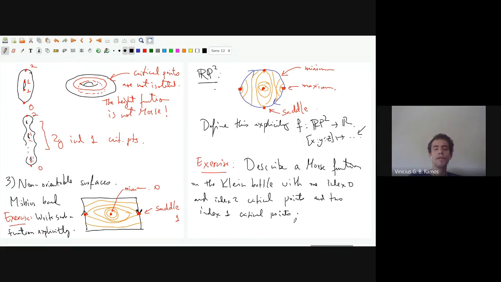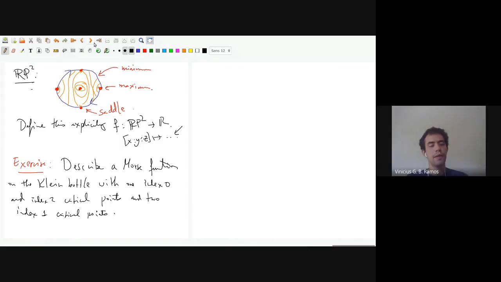So you see that if you try to play this game just with level curves on the Klein bottle, and you want something to be a Morse function, so that the neighborhood of a critical point has to look like either a minimum, maximum, or a saddle, then you will need 2 index 1 critical points. You won't be able to do it with just one saddle. You need 2 saddles, 1 minimum and 1 maximum. Okay? And then if you want, you can try to write it explicitly as a function of the square. Any questions about this?